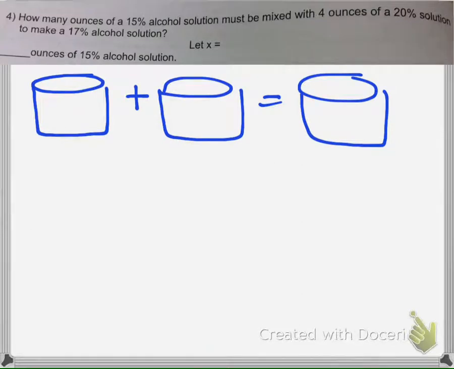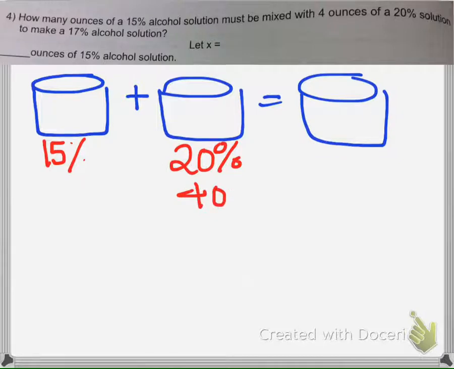Okay, so we have another mixture problem here. I would pause it, try it on your own, and then watch the explanation. So this time we have ounces of a 15% alcohol solution. So one of these containers is going to have 50% alcohol. And then it says how many ounces of 15% alcohol solution must be mixed with 4 ounces of 20% solution. So we're going to mix these two together, and this one's going to be 4 ounces.